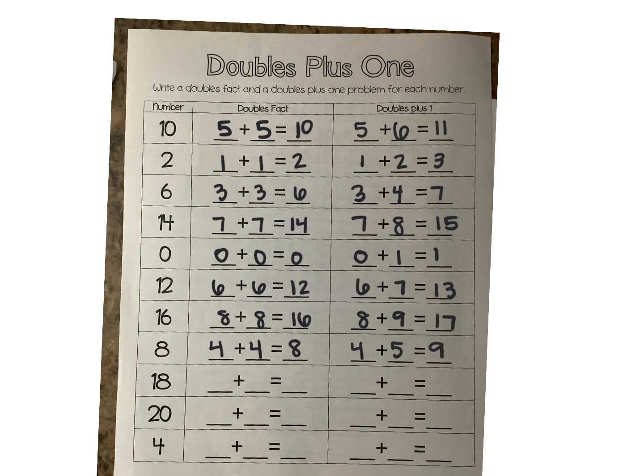The next one's a really hard one. What 2 numbers make 18? 9 plus 9 equals 18. Now we're going to do it 1 more. So 9 plus 10 equals 19.